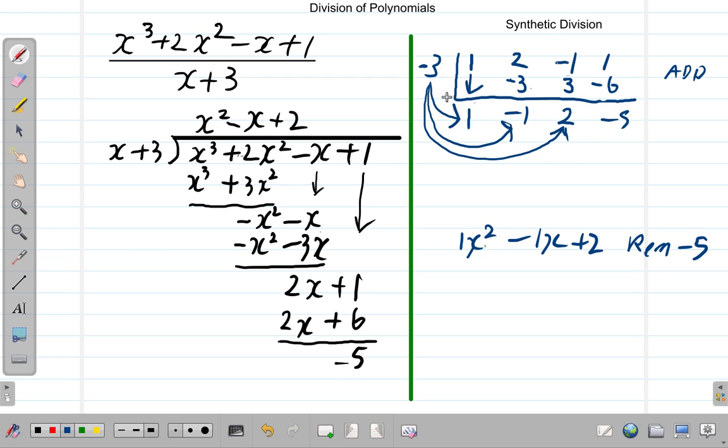That's that. So remember, all of these are multiplications, and then you add here. And you remember these are the coefficients of x cubed. So this is x squared. When you divide, the degree becomes 1 less. So it's 1 x squared, negative 1 x, 2 constant, and the last number is the remainder.